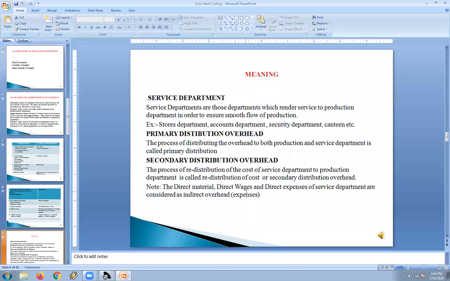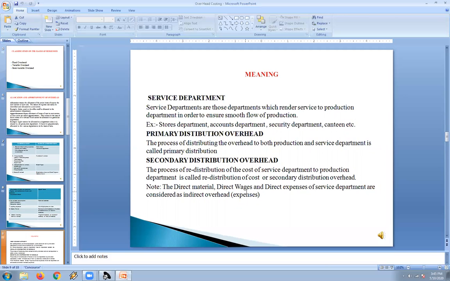Before going further, let us know about the service department. Service departments are those departments which render service to production in order to ensure smooth flow of production. They are the stores department, accounts department, security department and canteen department. All of these come under the service department.